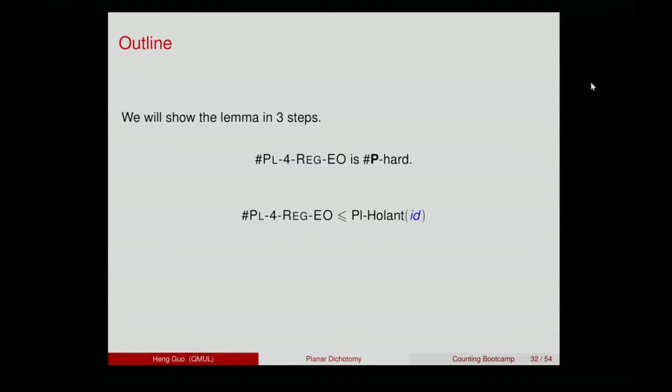Then we will reduce to the identity element in this semigroup, in the reduced matrices. We can always reduce from counting Eulerian orientations in planar 4-regular graphs to this problem. And lastly, we show that everything else can be reduced from the identity element. So the first part is covered by Zheng Yi, and I will talk about the second and the third part in this talk. That will be the rest of my talk.